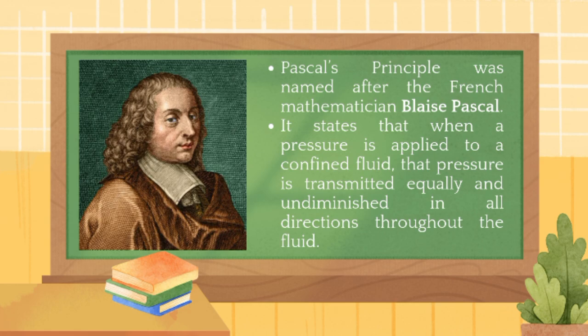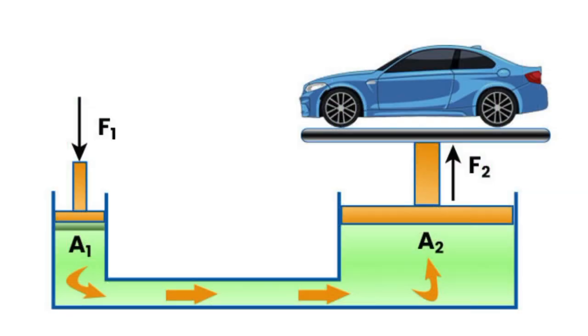can transmit forces efficiently. To illustrate, imagine we have a sealed container filled with a fluid, such as water or oil. When a force is applied to the fluid through a piston, the pressure created by this force is distributed equally to all parts of the fluid. Now, this uniform transmission of pressure is the essence of Pascal's principle.